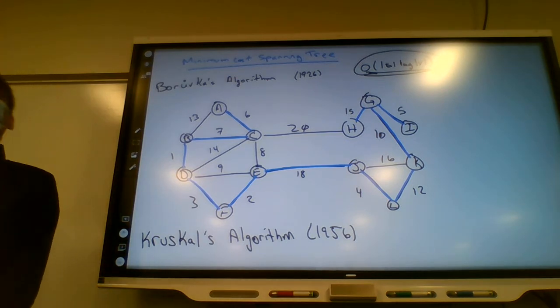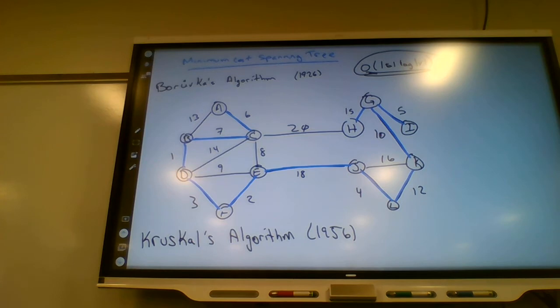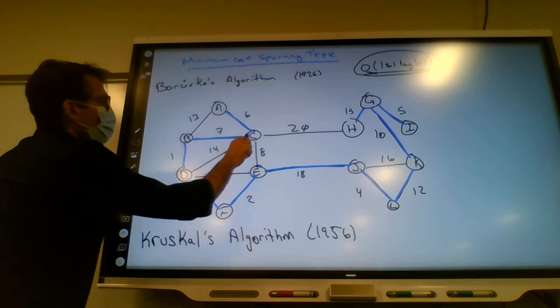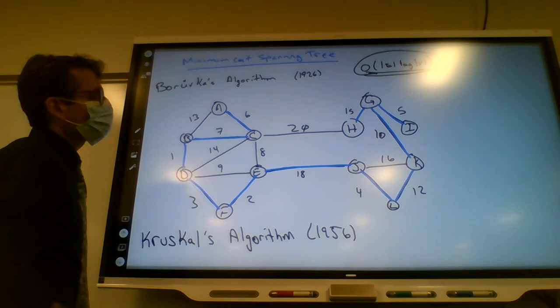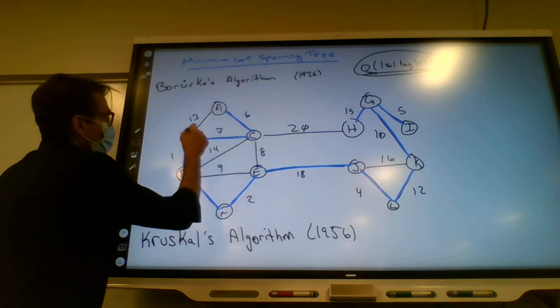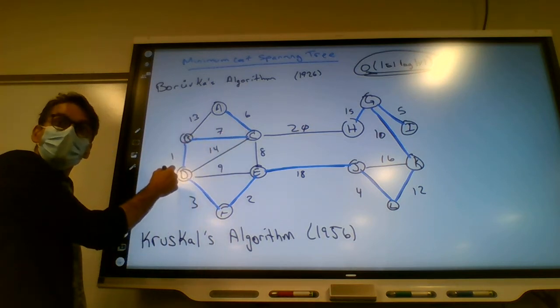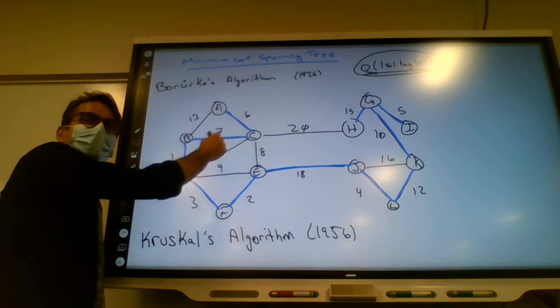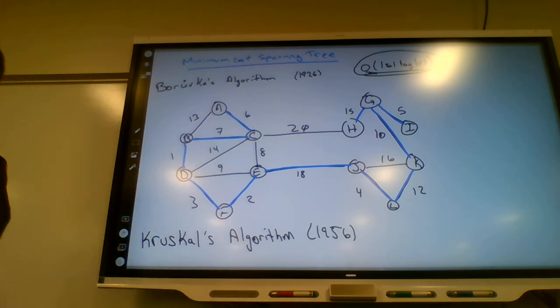You could record which component it's in. So we could record that this vertex is in a component, and this vertex is in the same component, so we can't add an edge between two things that are in the same component. So that's one way to keep track of it.